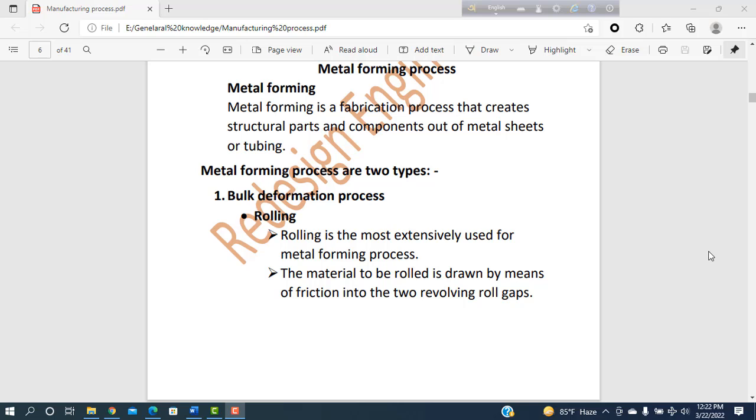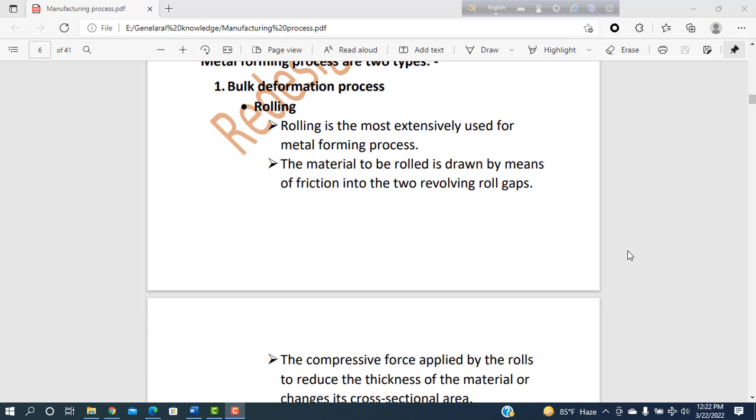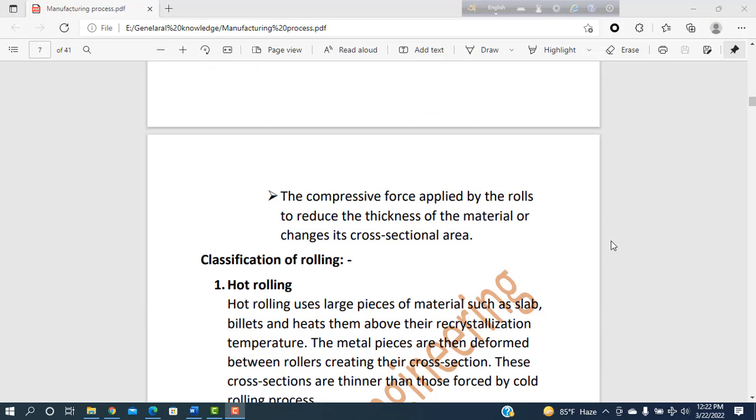Forming processes are of two types. The first one is the bulk deformation process. Bulk deformation includes rolling. Rolling is the most extensively used metal forming process. The material to be rolled is drawn by means of friction into the gap between two revolving rolls. The compressive force applied by the rolls reduces the thickness of the material or changes its cross-sectional area.